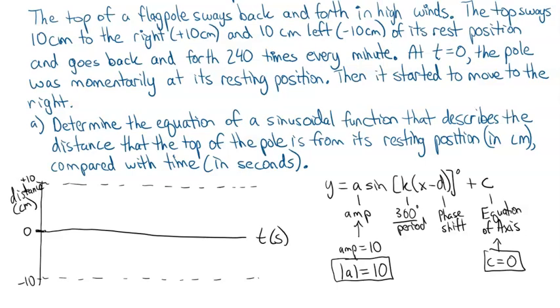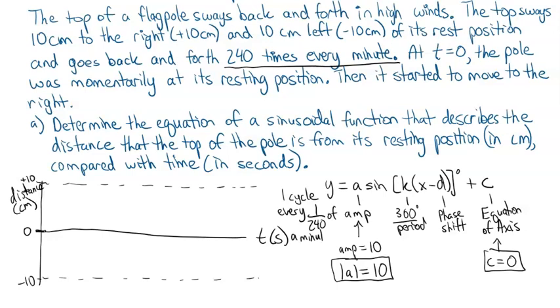And that first has to be done by interpreting what this 240 times every minute means. If it's going back and forth 240 times every minute, that means it completes one cycle every 240th of a minute.